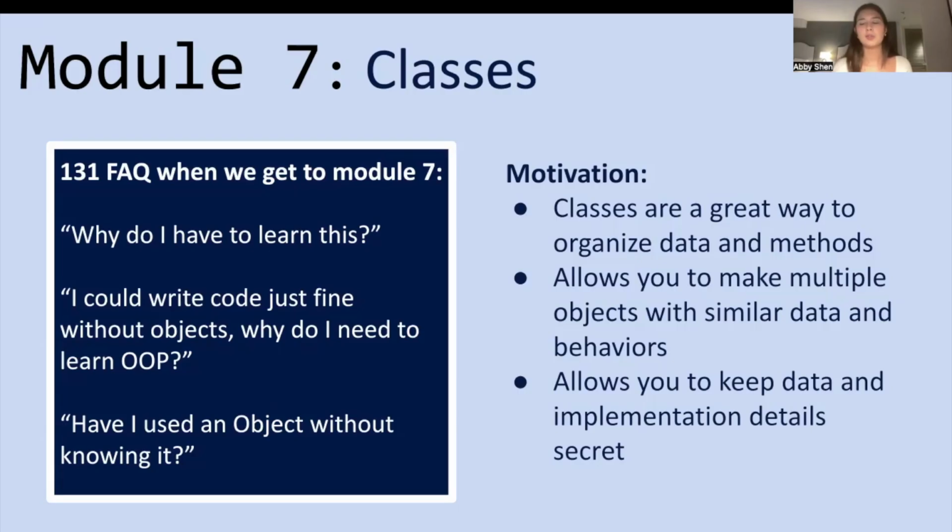And then also, object-oriented programming allows you to keep data and implementation details secret. So this makes it so that we can call a method on an object or retrieve data from an object, but also keep some of it hidden if we don't want to expose all of that to the user or to someone using our code that we're writing.